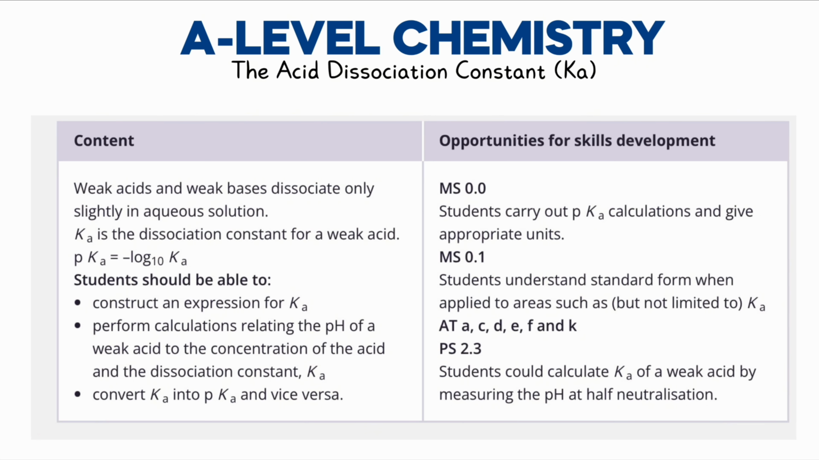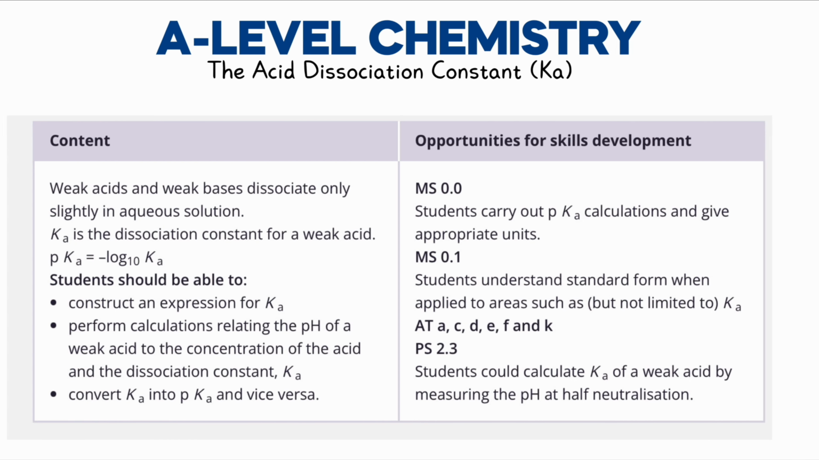Hi guys, so today we're going to have a look at the acid dissociation constant, otherwise known as Ka. We're going to have a look at what weak acids are, what Ka is, how to write an expression for Ka, how we can use Ka values to work out the pH of weak acids, and we're going to have a slight introduction to something known as pKa. So let's get straight into it.